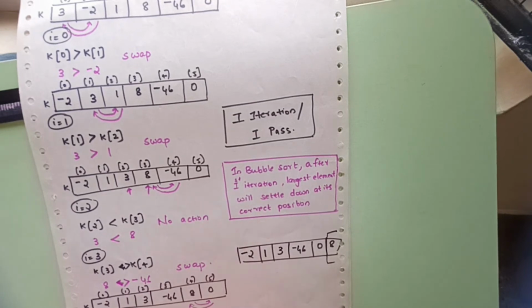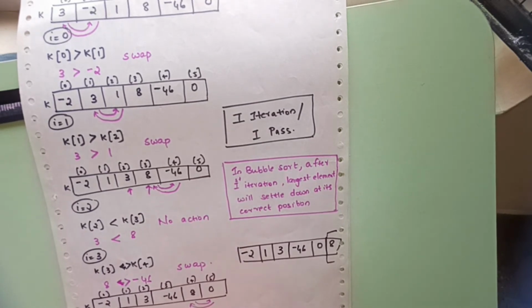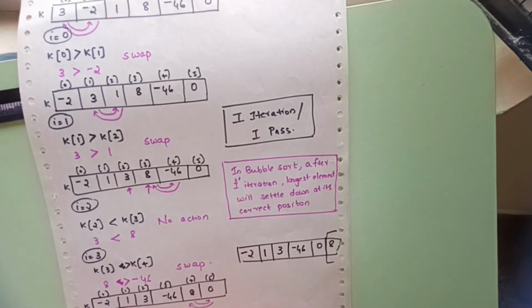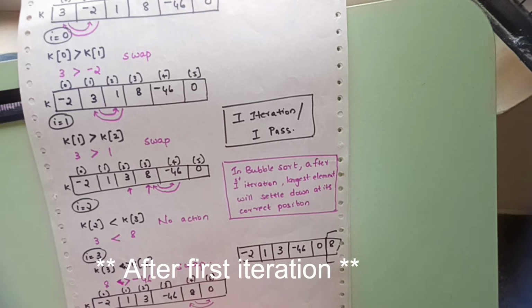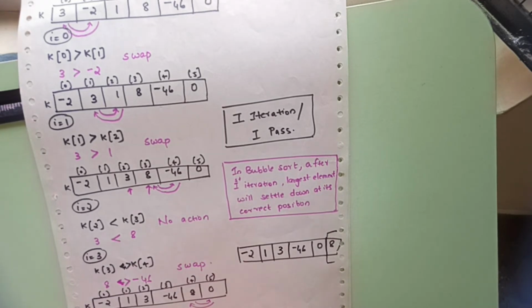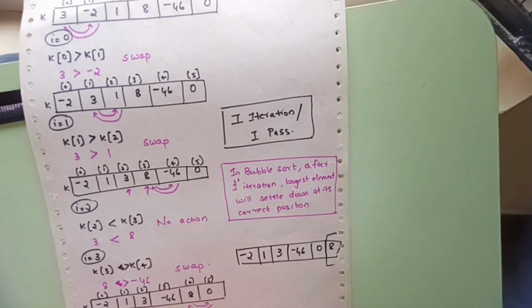Okay, we are doing these steps in case of ascending order. What happens in descending order? That we'll see in another example. Okay, so this is the case of ascending order. So in ascending order, after bubble sort, largest element will settle down at the correct position. Now we'll see second iteration.